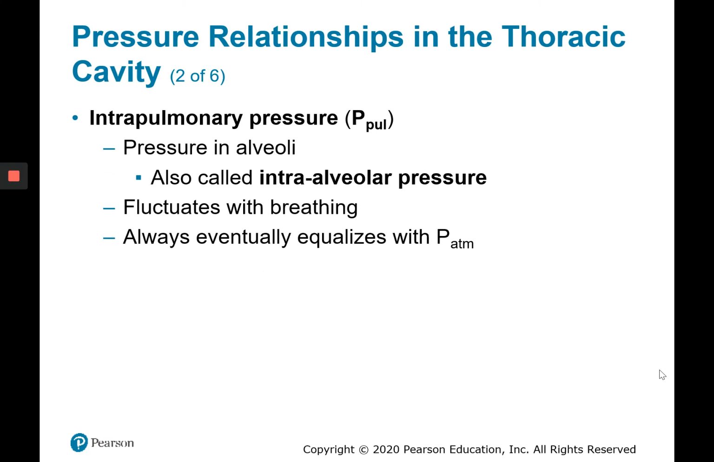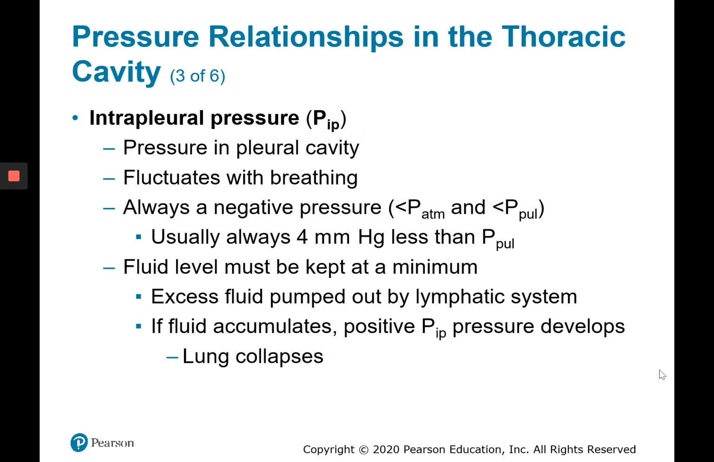Another pressure we want to look at is intrapulmonary pressure. Intrapulmonary pressure is the pressure of the air in the lungs, exerted there in the alveoli. It's also sometimes called the intra-alveolar pressure, but we'll stick with intrapulmonary pressure. It's going to fluctuate as you breathe in and out. The alveoli will inflate as you breathe in, and they will deflate as you breathe out. There are going to be moments in time during inspiration and expiration where intrapulmonary pressure will equalize with atmospheric pressure.